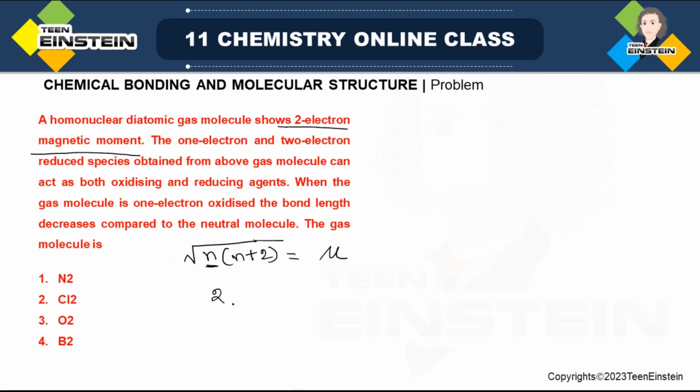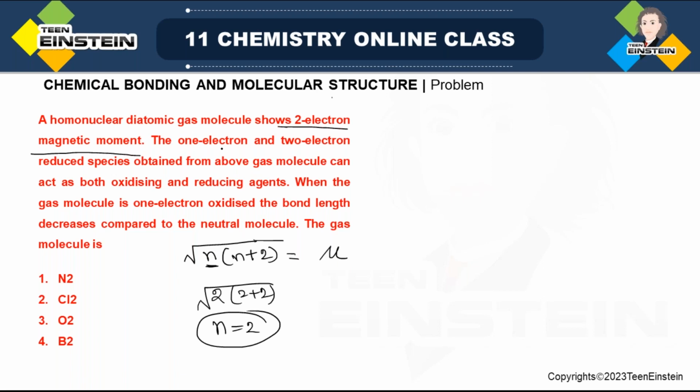That means when n is 2, it is root of 2 into 2 plus 2, 2 into 4. So it is root 8. So something lesser than 3, because root 9 is 3. So root 8 will be something lesser than 3. Okay. So the important point is you don't just have to do this calculation. The important point is this homonuclear diatomic species is having 2 unpaired electrons. N is 2. That is the important information which will help you to answer the question.